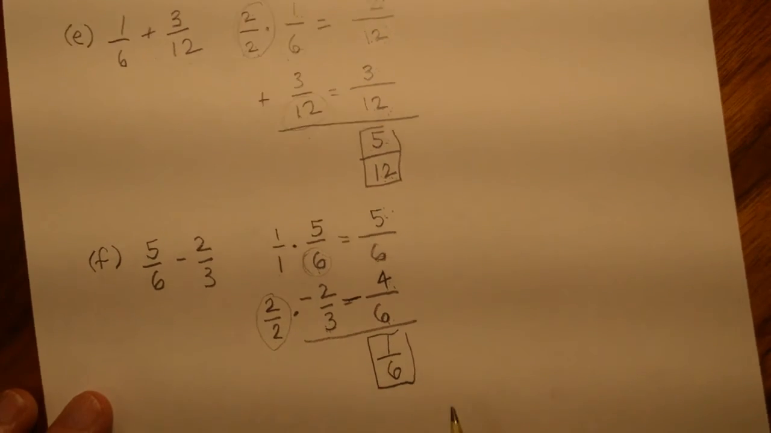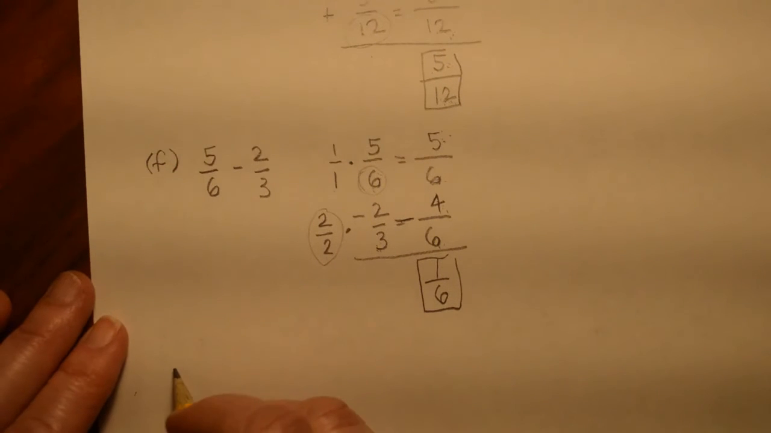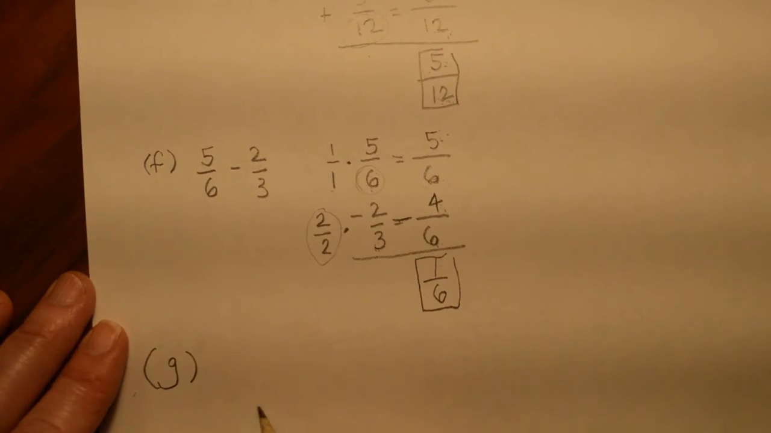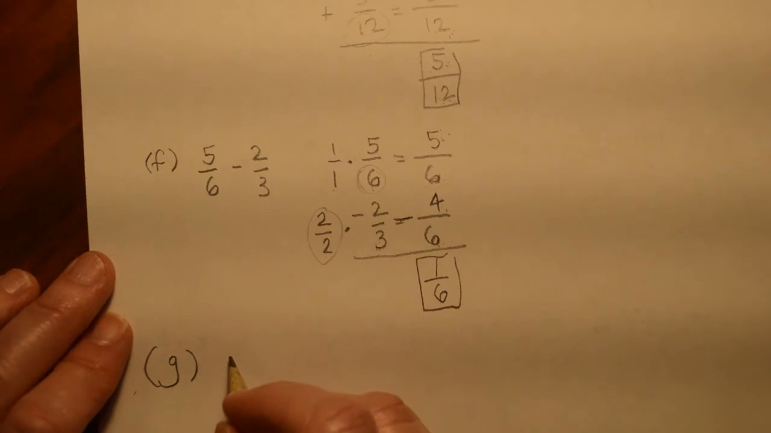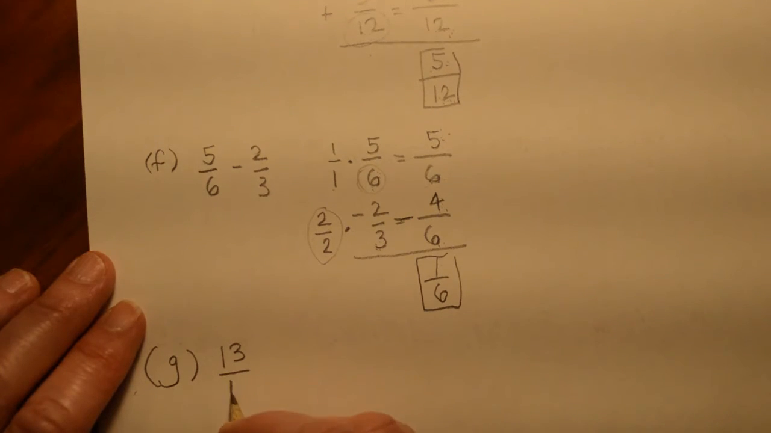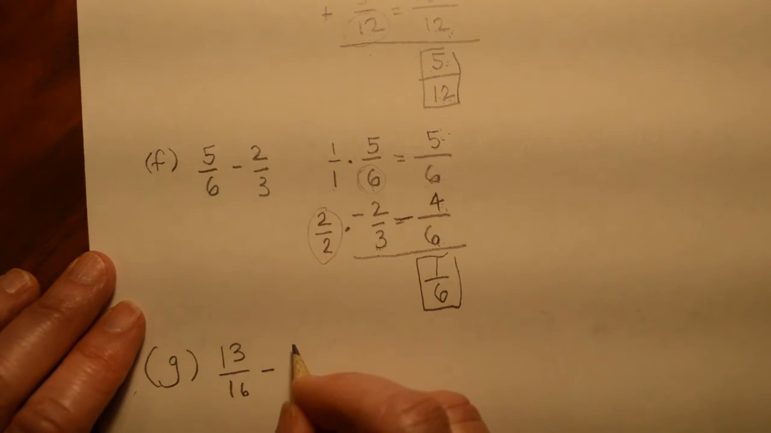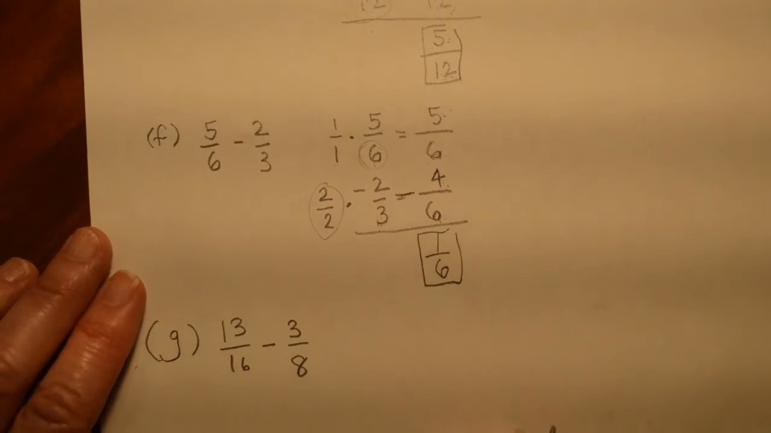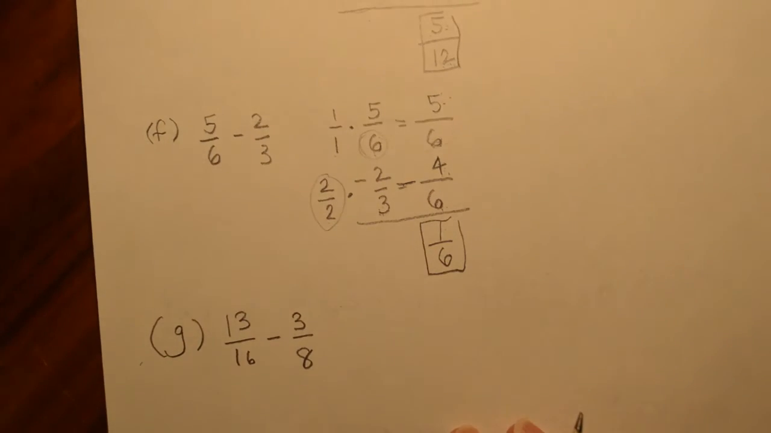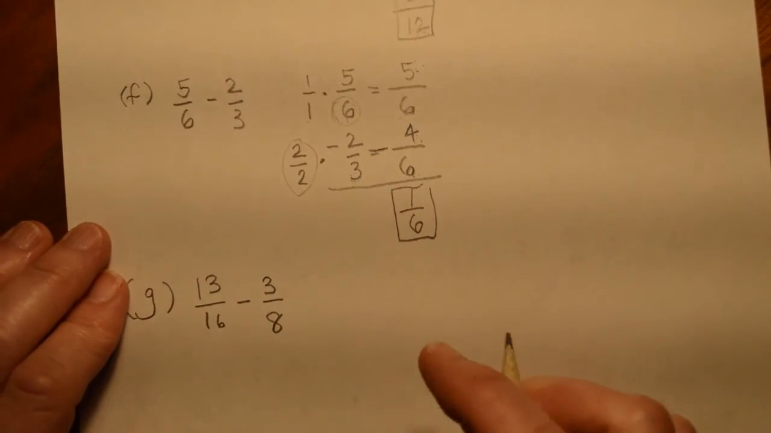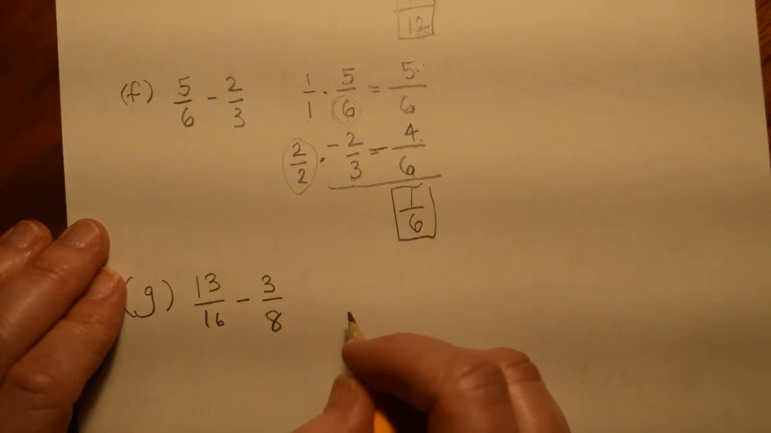Okay, I want you to pause the video. Actually, here's letter G. Let me write it down. I want you to pause the video, and I want you to do letter G by yourself. So this says 13/16 minus 3/8. And again, you can leave it horizontal like this, or you can write it vertical. Again, my preference is vertically, but you can do it horizontally if you want.